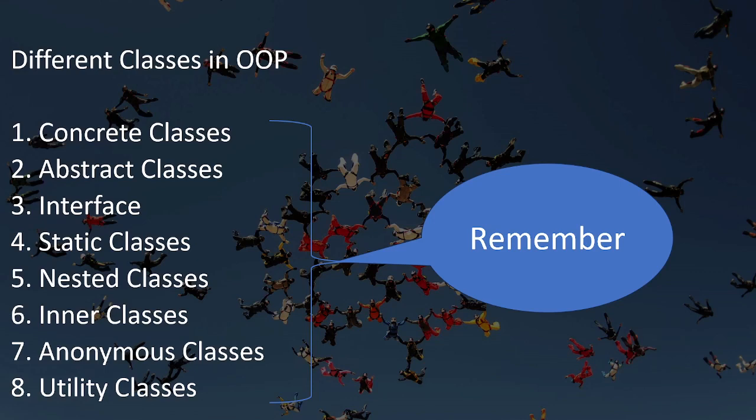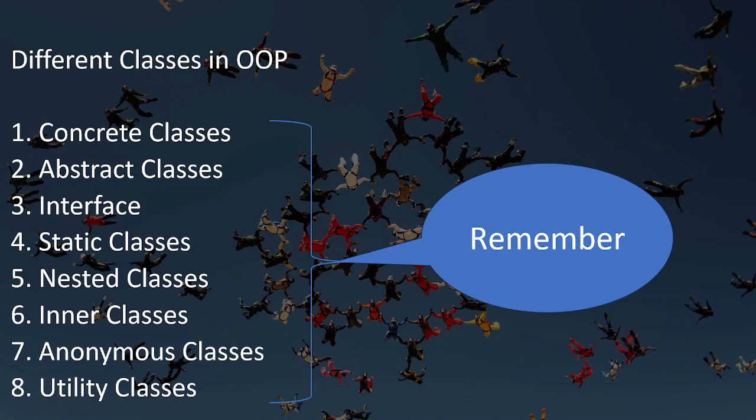Then we have the inner class. An inner class is a specific type of nested class that is not static. It has access to the instance members of the enclosing class and can be used to create multiple objects that are associated with different instances of the enclosing class.